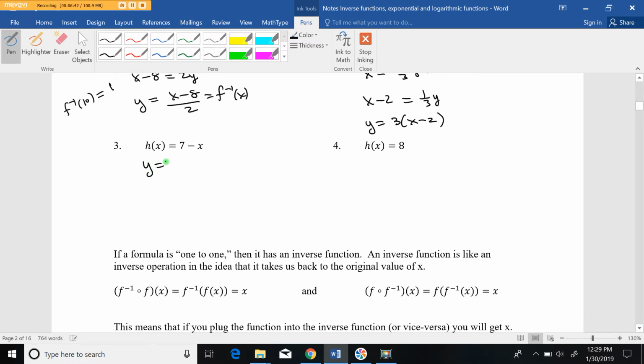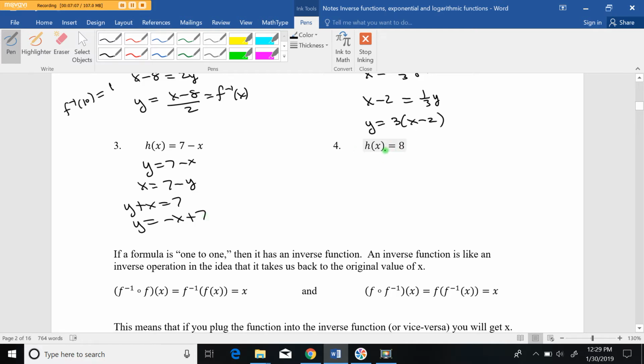Let's take a look at this one. All right, y equals 7 minus x. Again, this is linear, slope -1, so it's going to pass the horizontal line test. We'll just switch the x and y values and solve for y. So why don't we do this? Add y to both sides, subtract x, and there's our inverse.